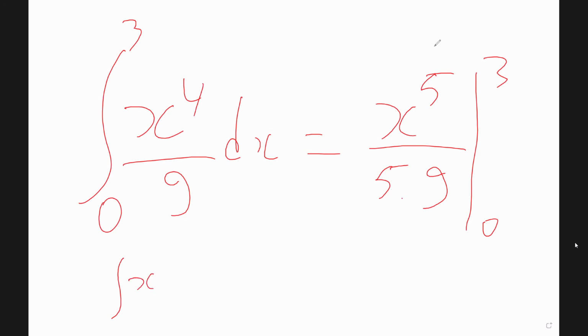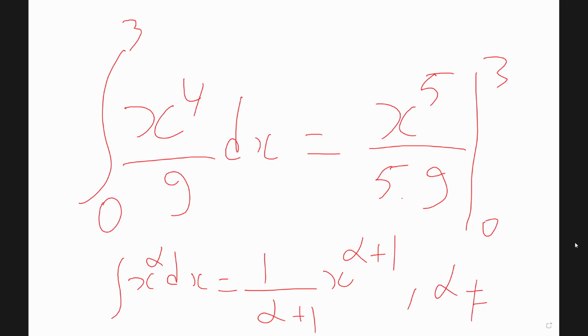Remember, x to the alpha that you wrote five minutes ago: its antiderivative is 1 over alpha plus 1 times x to the alpha plus 1. We applied this when alpha equals 4. Once again, this is true once alpha is not equal to minus 1. But here alpha equals 4. If we substitute alpha with 4, it becomes 1 over 5 times x to the 5. Do you understand? Is it clear, Doctor? Thank you.